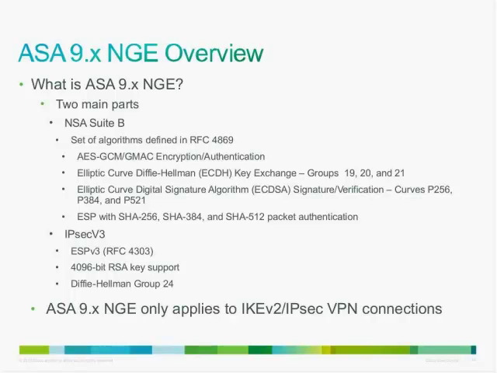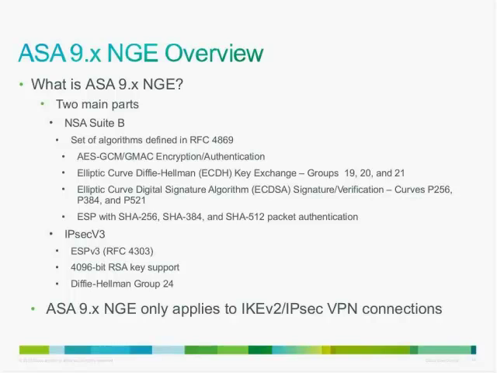Just to see what these algorithms are, AES GCM is the encryption algorithm that is defined in Suite B, and AES GMAC is the authentication algorithm. Apart from that, there are two elliptic curve algorithms. One is the Diffie-Hellman key exchange, groups 19, 20, and 21, and one is the elliptic curve DSA, which is a digital signature algorithm, is also a part of this Suite B protocols list. And lastly, there is also support for SHA-256, 384, and 512 IPsec packet authentication. Now, these put together is what we call next-gen encryption or Suite B protocols.